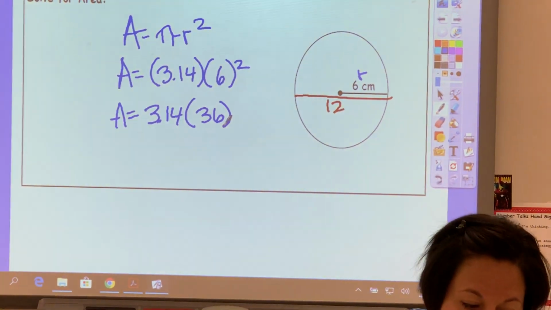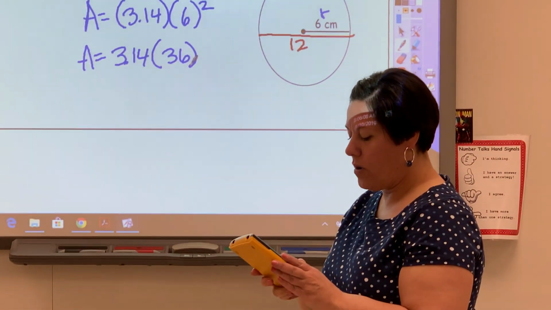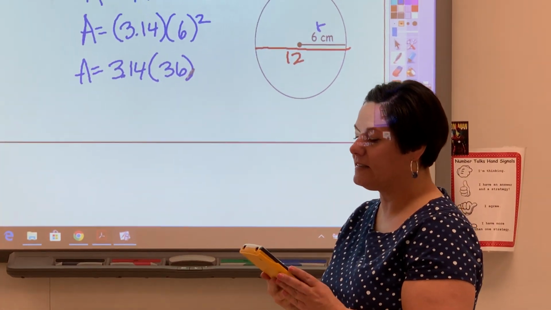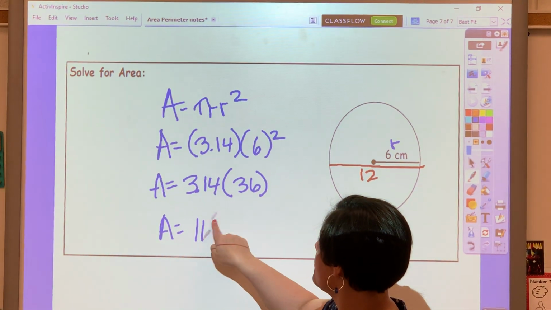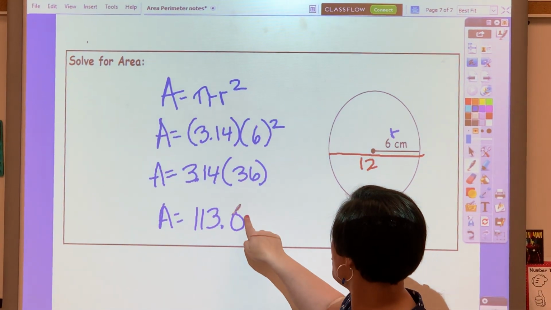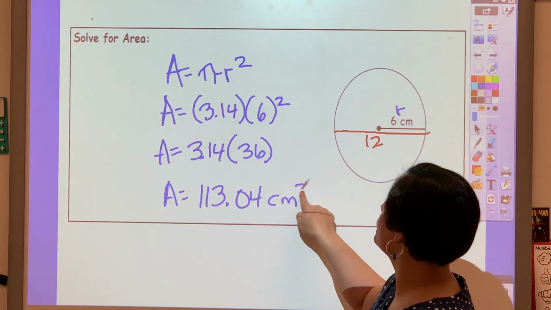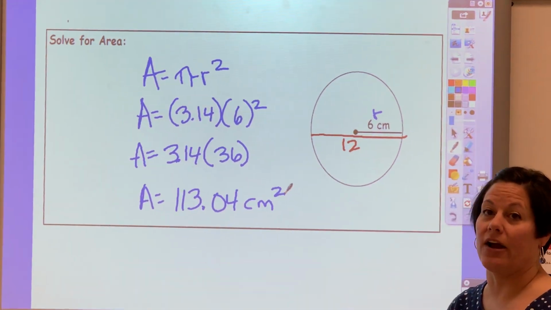I'm going to get the calculator. 3.14 times 36. And the area of this circle is 113.04 centimeters squared because we're talking about area.